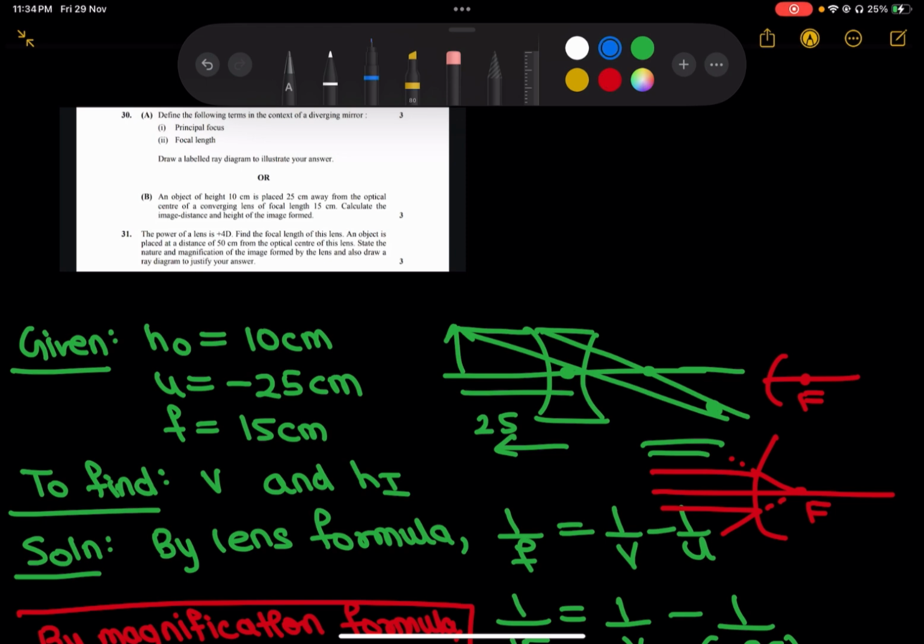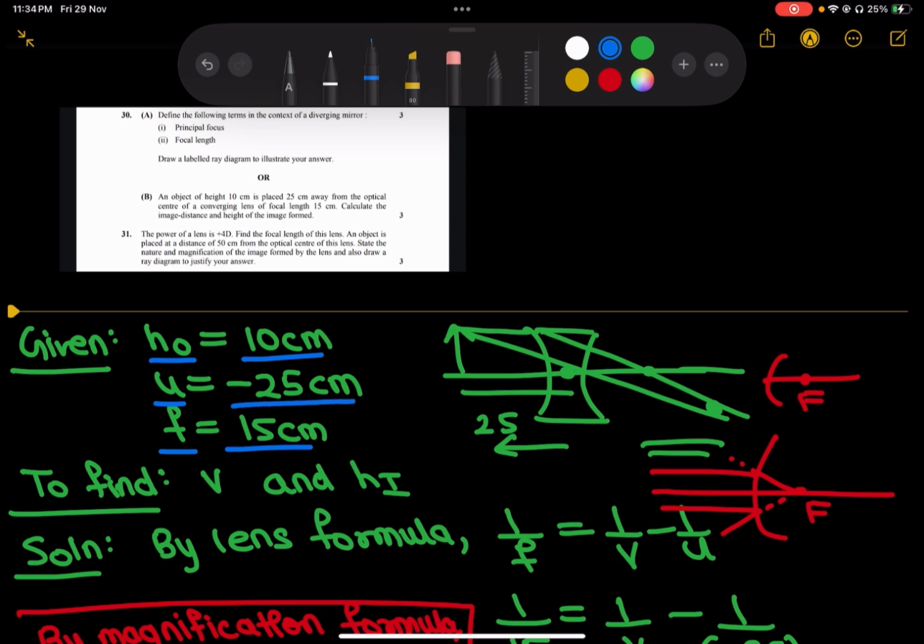So here, as you can see, height of object is given 10 centimeter, right? Now a converging lens is given. A converging lens is basically a convex lens, right? So a convex lens is given and its focal length is given 15 centimeter. Now if you remember, the focal length of a convex lens is positive, right? So hence plus 15 centimeter, and U is always negative in all cases. U, that is object distance, is given 25, so it will be minus 25 centimeter. Now what we have to find? We have to find V, that is image distance, and height of image, HI.